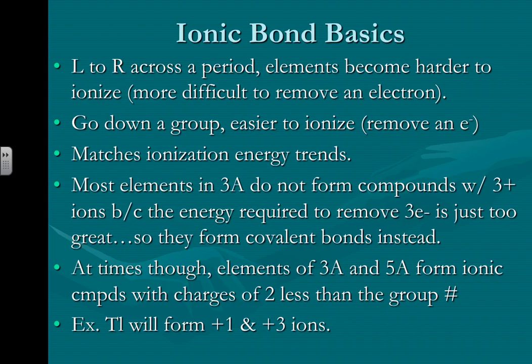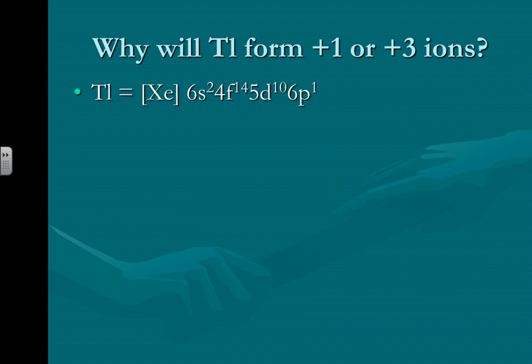My question for you is going to be, why will thallium form +1 or +3 ions? It's kind of important to be able to think about an electron configuration in terms of why the behavior of something happens. So on the screen I have for you the electron configuration of thallium. So you can see it's a xenon core, 6s2, 4f14, 5d10, and 6p1. So my thought is you can probably figure out why the +1 would happen. So what's your thought? Say it out loud.